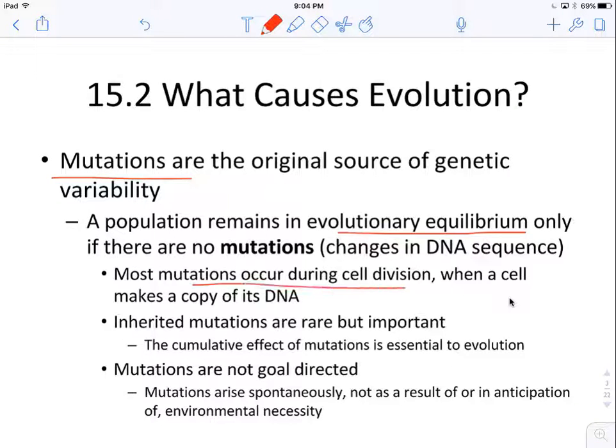Most mutations occur during cell division when a cell makes a copy of its DNA. That's replication in S phase. S phase, don't forget about S phase.